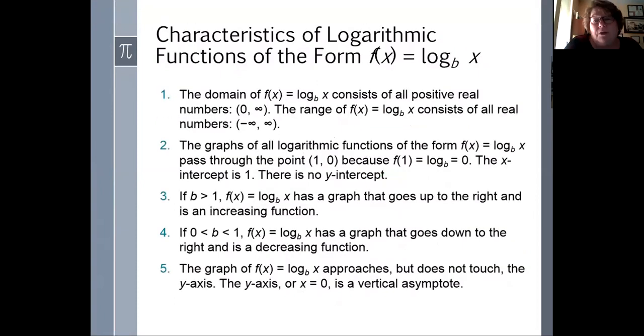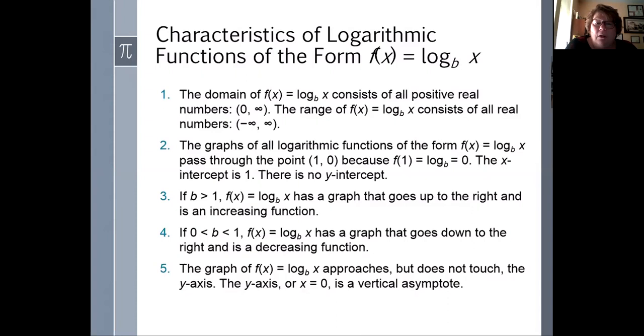So here are characteristics of the logarithmic function in the form f of x equals the log base b of x. The domain of the logarithmic function f of x equals log base b of x consists of all positive real numbers, or the set from 0 to infinity. The range of f of x equals the log base b of x consists of all real numbers.